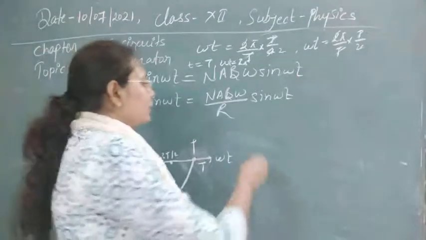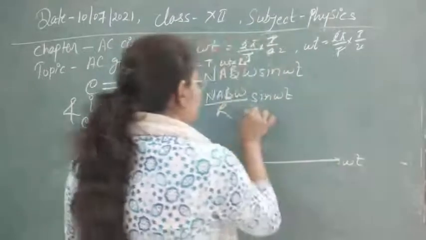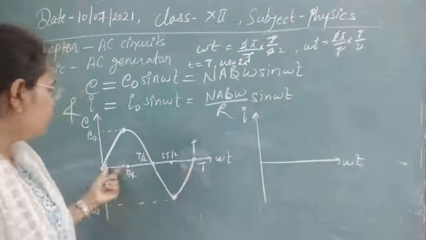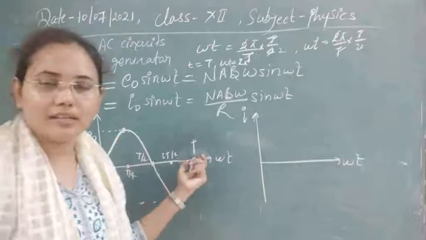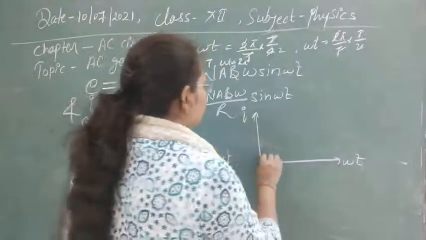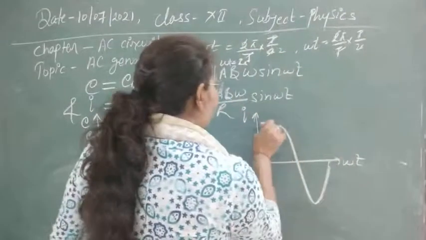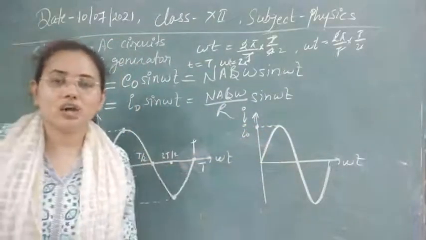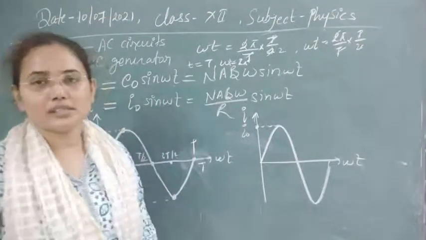In the same way you can also find the graph for the current here. If you plot the graph for the current, the values of omega t will be the same: again 0, here pi by 2, pi, 3 pi by 2, and here also you will get 2 pi. For all of these cases, if you put in the values, that will provide you this kind of graph, where the maximum value we get is equal to I0. So it is also a graph that is changing its direction and changing its magnitude.